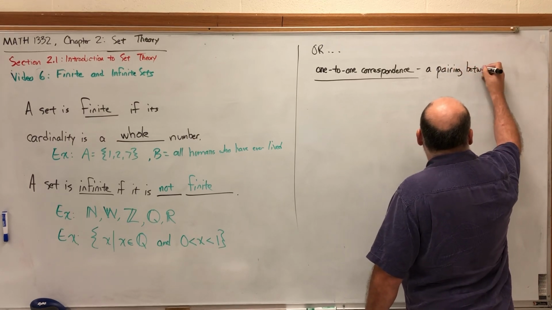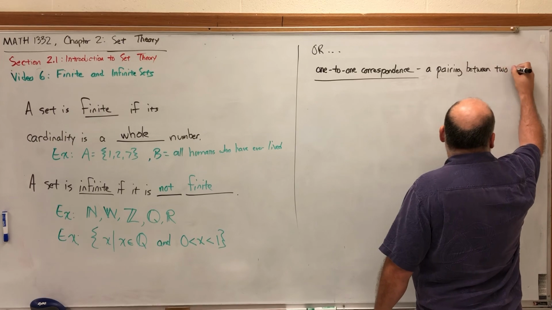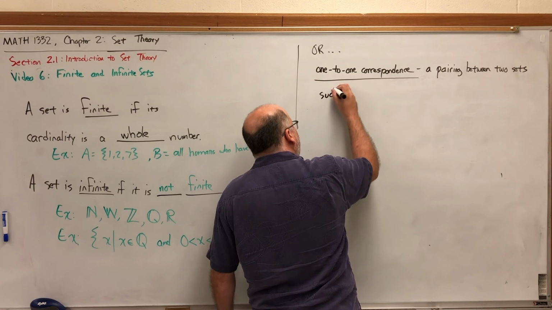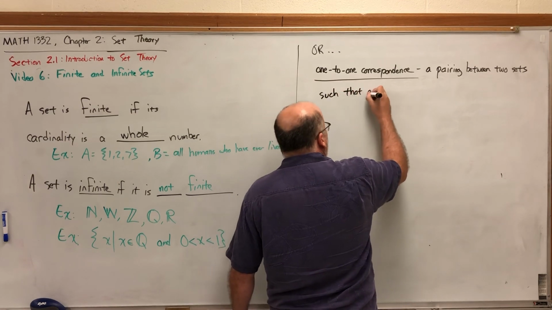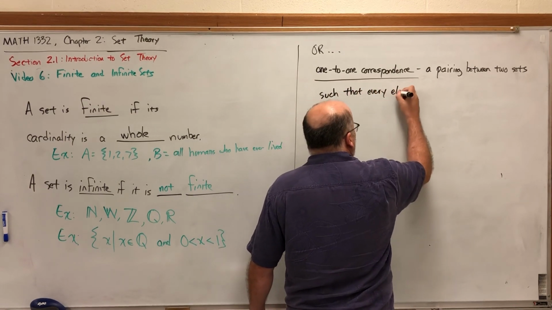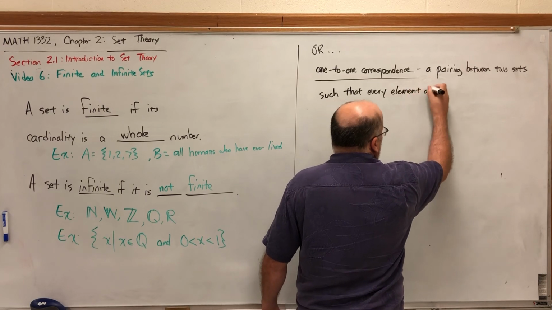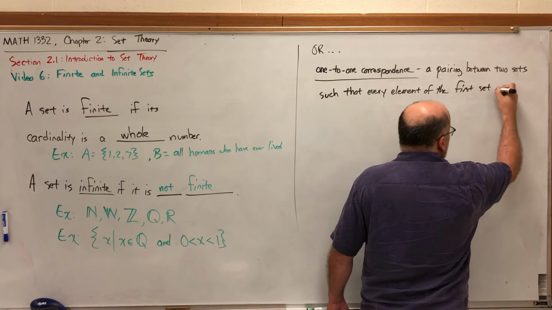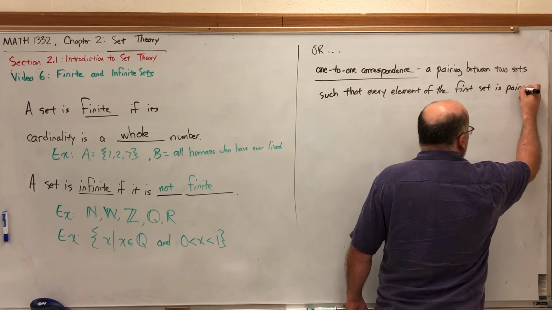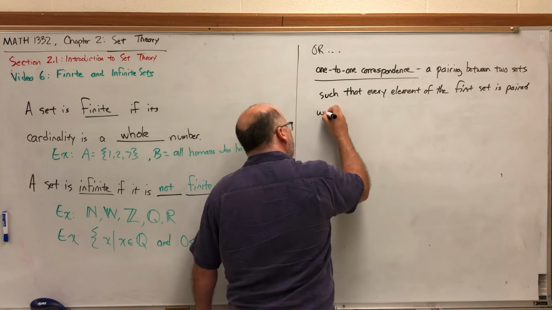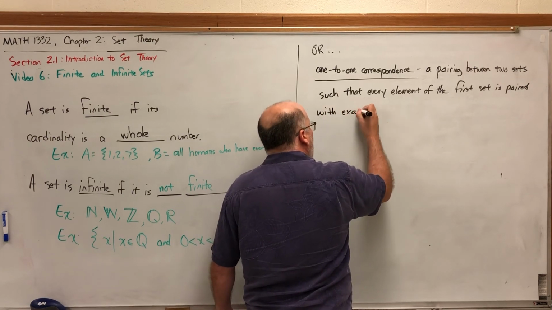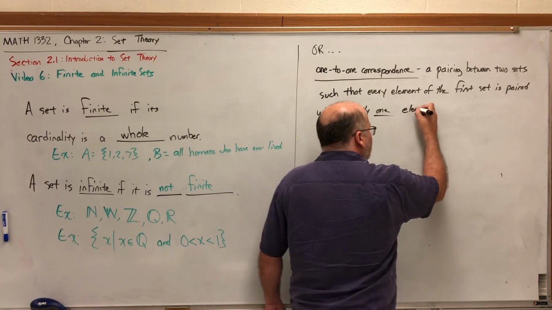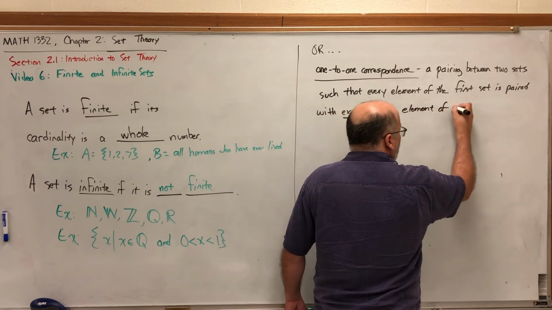A one-to-one correspondence is a pairing between two sets such that every element of the first set is paired with exactly one, and there's the catch, exactly one element of the second set.